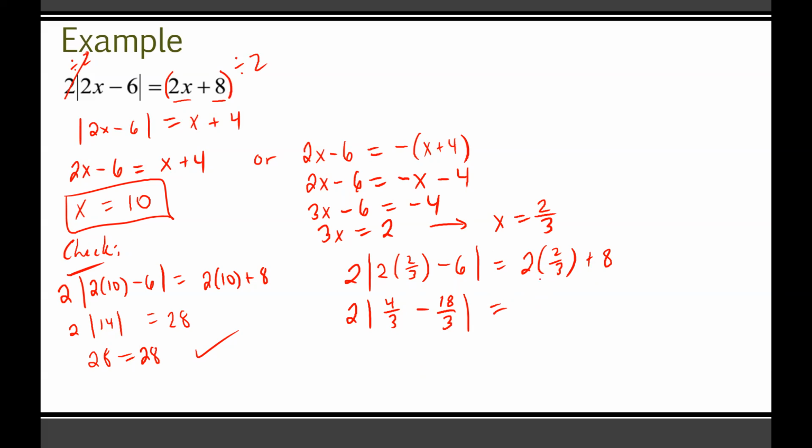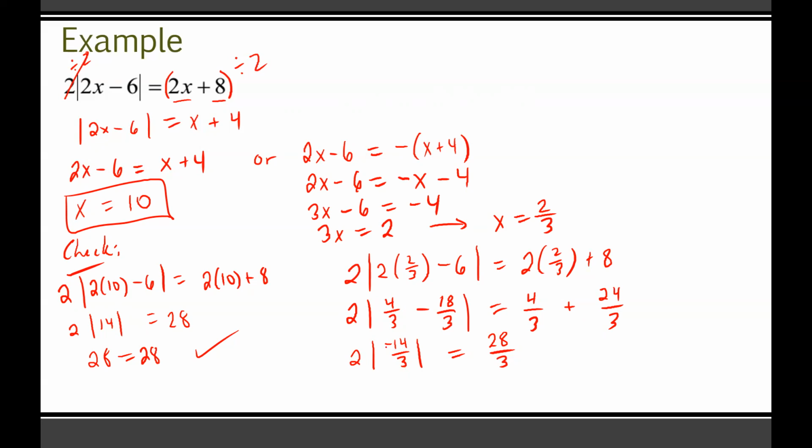This is going to equal 2 times 2/3, which once again is 4 over 3. And then I could write plus 8, but that has the same issue of what's going on inside the absolute value here. So you know what? We should write this as something over 3. Just multiply it by 3 over 3, and you're going to get 24 over 3. Okay, going from there, let's take care of this stuff inside the brackets. 4/3 minus 18/3 is going to be negative 14/3. So we got 2 times the absolute value of negative 14/3. And this is going to equal 4/3 plus 24/3 is 28/3.